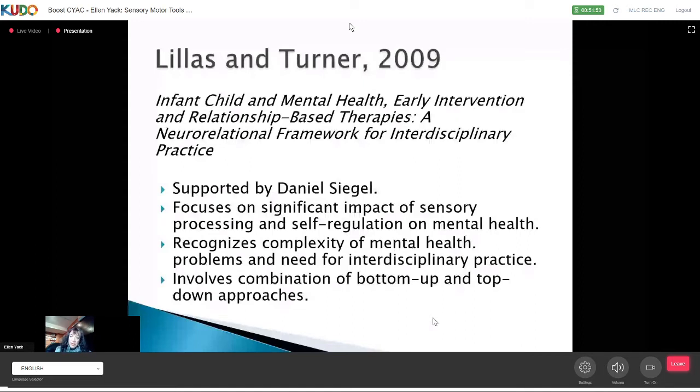Lillis and Turner in 2009 wrote this book on infant, child, and mental health and early intervention. Their focus looks at the significant impact of sensory processing and self-regulation on mental health. It recognizes the complexity of mental health problems and the need for interdisciplinary practice, and it focuses on involving both a bottom-up approach and a top-down approach. The bottom-up approach is looking at sensory motor tools to support arousal regulation, and of course the top-down approaches are more talk therapy, CBT, and others.